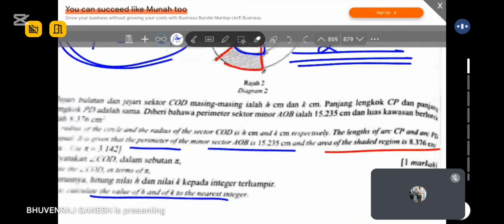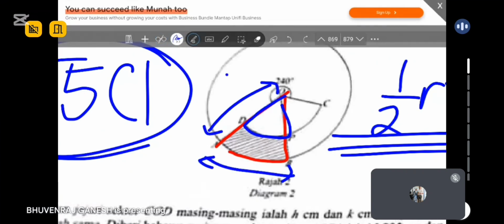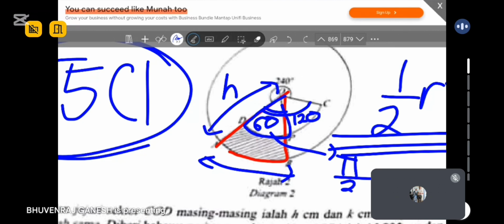Can you repeat as is? Okay, this one. You want to find this length. Am I right? The question already tells the radius of the circle is h. This angle is 60 degrees because this whole angle is 120. So 120 divided by 2 equals 60. Correct? Okay, so 60 degrees is pi/3 radian.